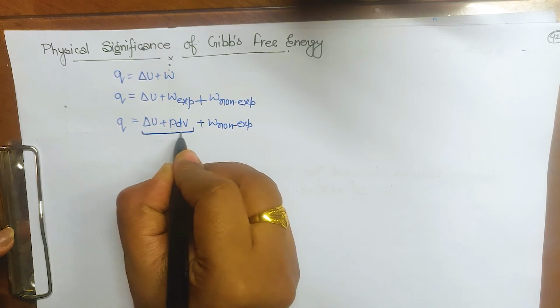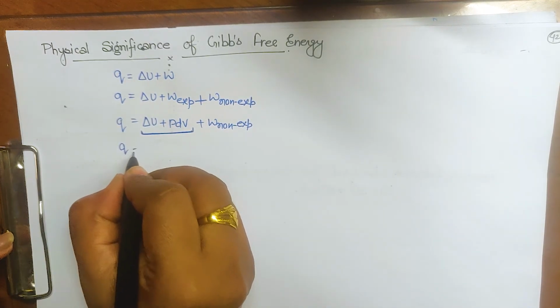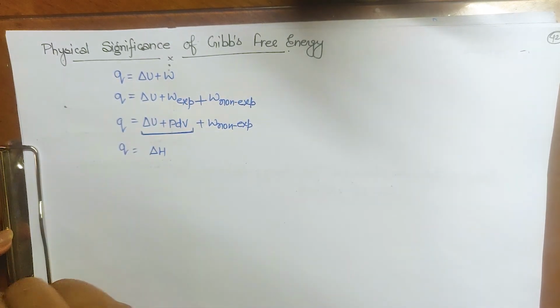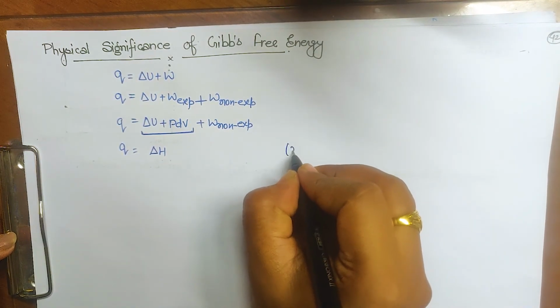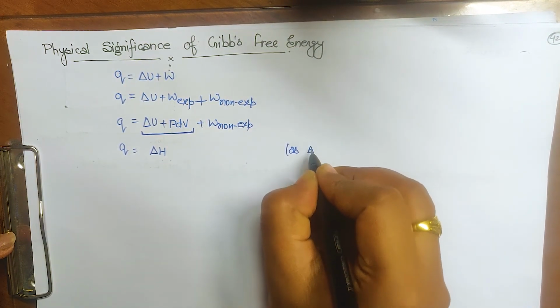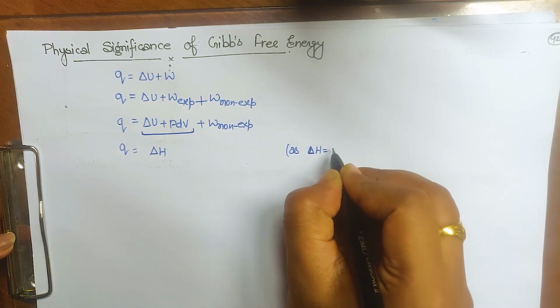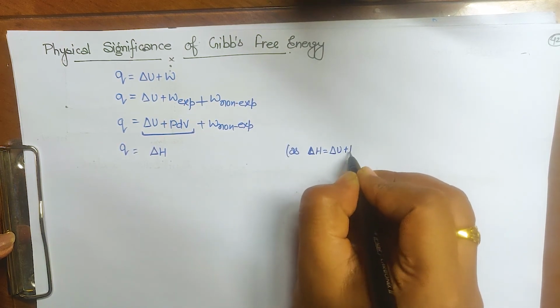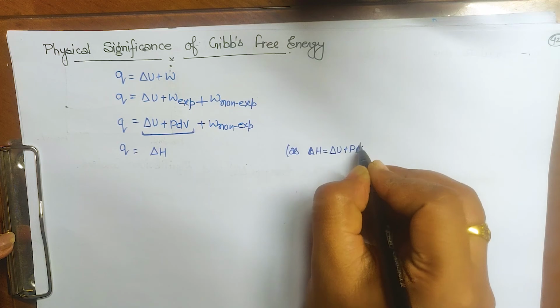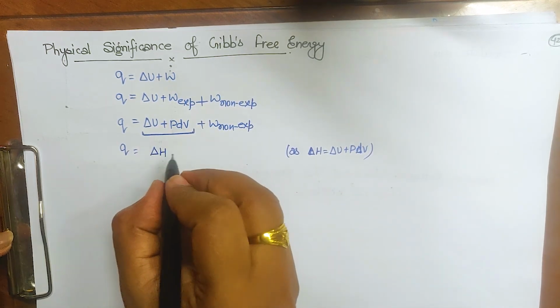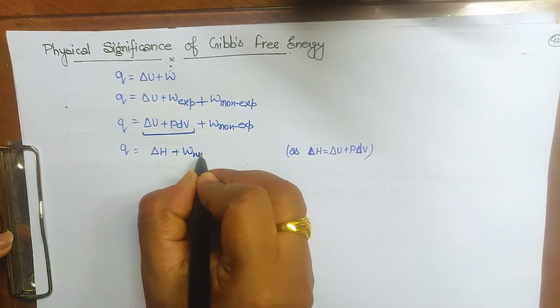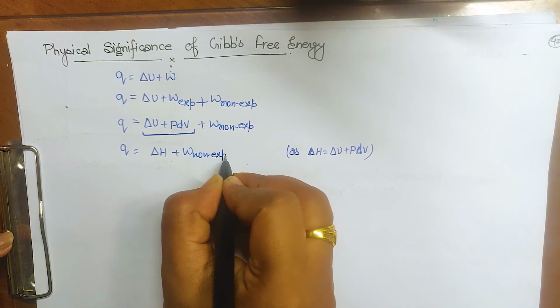What can we write for this value? We can write delta H, because we know that delta H is equal to delta U plus PdV. We have proved this already. So delta H I am writing plus W non-expansion. Any problem in this? Yes.